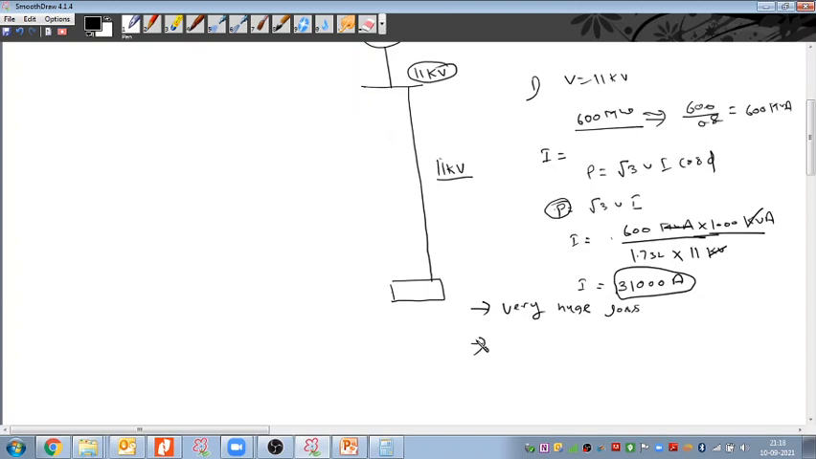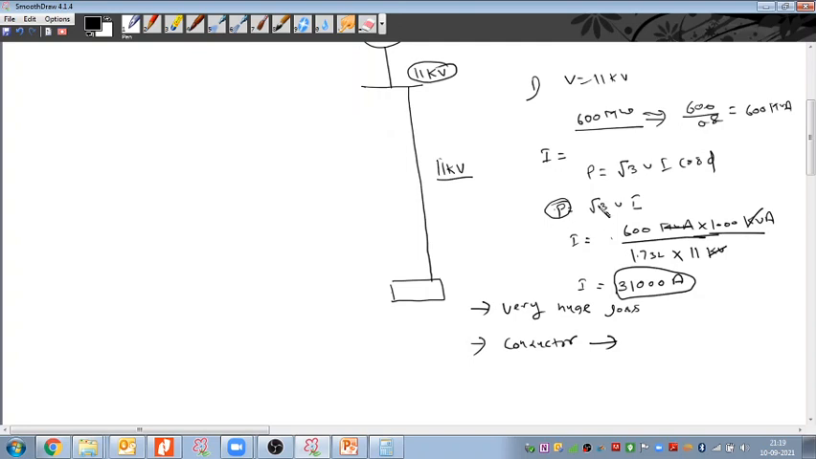Second, what will happen? The equipment that we are using, like the conductor size, is going to increase so that it can carry this 31,000 ampere current, and this is the continuous current, not the fault current. So the conductor size is going to increase. If the conductor size increases, then the supporting tower structure cost again becomes huge, and when the tower size increases, then your ROW, the right of way, your land requirement again increases.